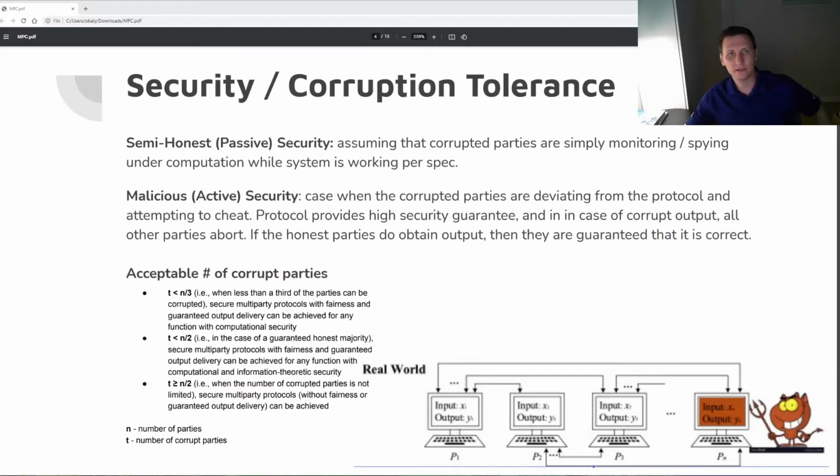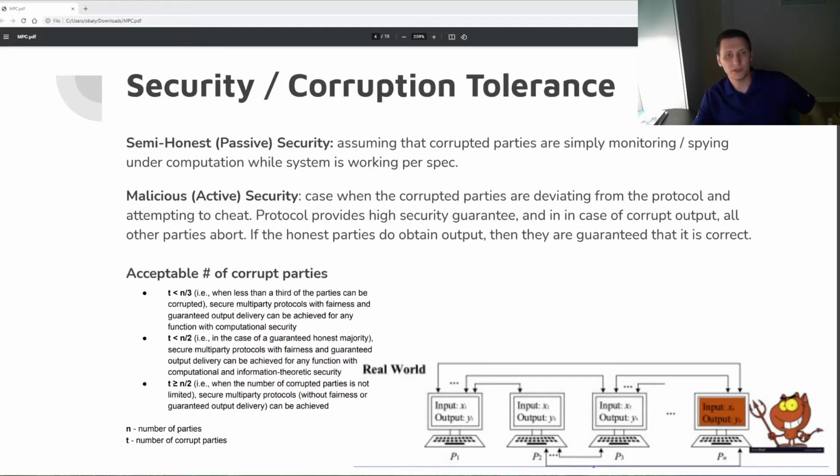Let's better understand the security and the corruption tolerance of the MPC algorithm. There can be two different corrupt parties. There can be semi-honest or passive corrupt systems, in which case they're there for nothing but learning what's happening within the systems. They're observing different shares which are being computed on, and they're observing the output, but they are not tampering with the process itself.